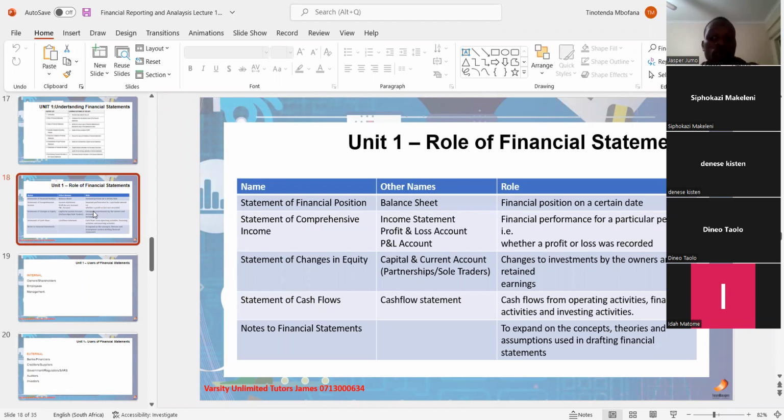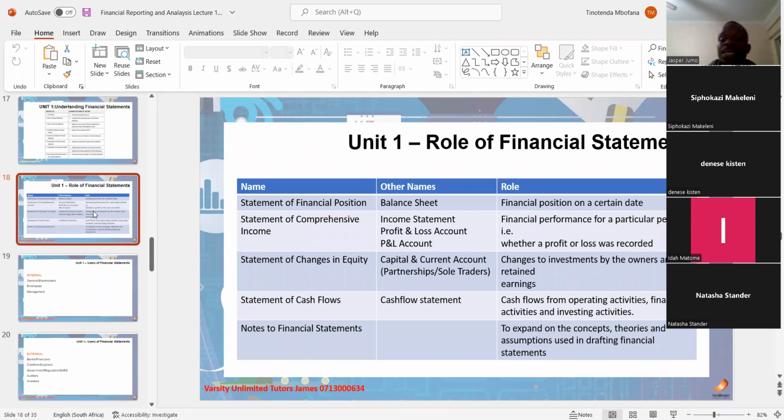Now, the statement of changes in equity, right? This is specifically for ownership of a business. But sometimes it's called the capital account if you're a sole trader. Sometimes it's called the capital and current account if you're a partner, right? You'll notice there's usually a question that your lecturer likes about the capital and current accounts under partnership. We'll do it when we start doing examples, right?